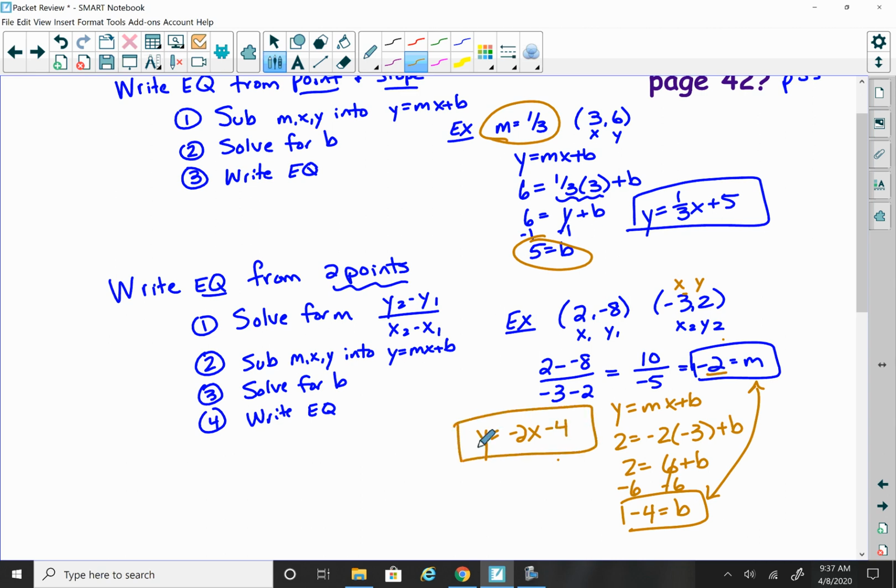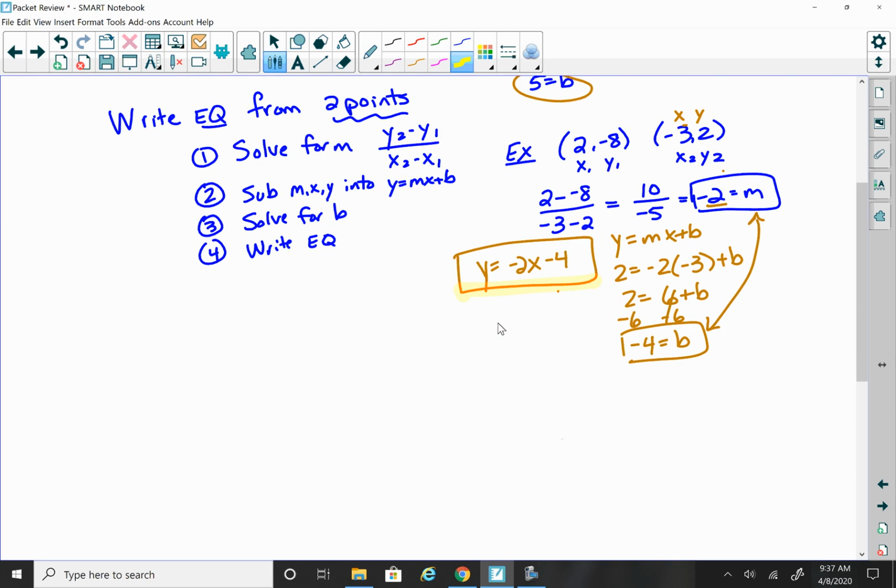If I had used the other point as my x, y value, I should have still come up with the same b value. It shouldn't matter which point you pick. The equation of the line represents a line that goes through those 2 points on a graph. If you really wanted to, you could take a piece of graph paper and graph it and see visually that it would represent that line.